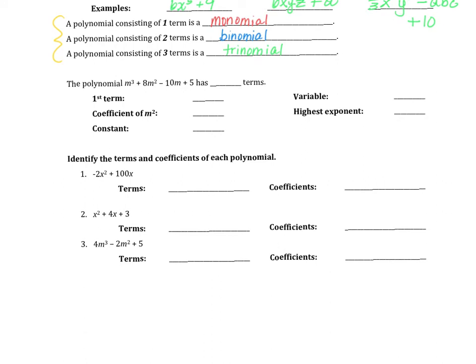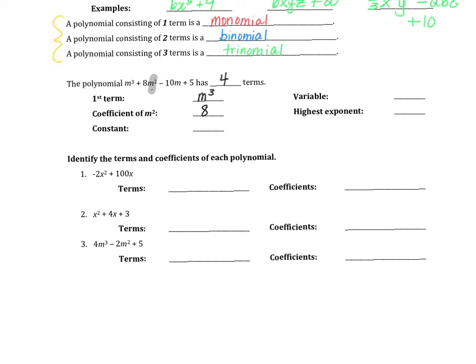So now you have the polynomial m cubed plus 8m squared minus 10m plus 5. How many terms does this have? Well, remember, terms are mathematical expressions separated by addition or subtraction. So we have 1, 2, 3, 4. Okay, so it has 4 terms. Now, the first term we see is m cubed. What is the coefficient of m squared? So we're going to locate m squared, which is right here. And what is the number attached to it through multiplication would be the 8.